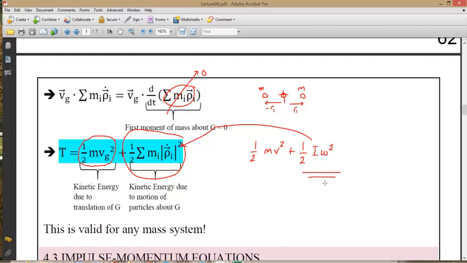Okay, this is a more general concept. This is a little bit constrained, and the constraint here is that you're only taking into account the rotation of the rigid body. Otherwise, if the rigid body is not rotating, then the particles that compose this rigid body are not moving relative to each other. Okay? The most general equation for the kinetic energy for any mass system is written in this way.